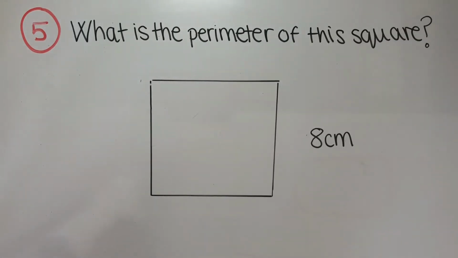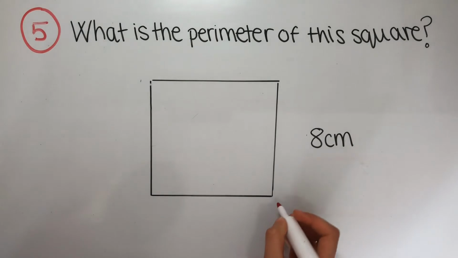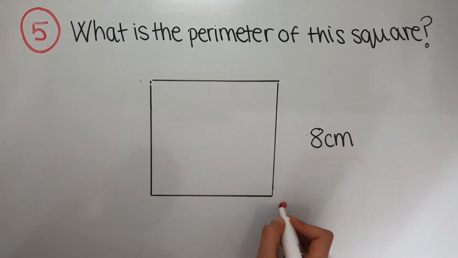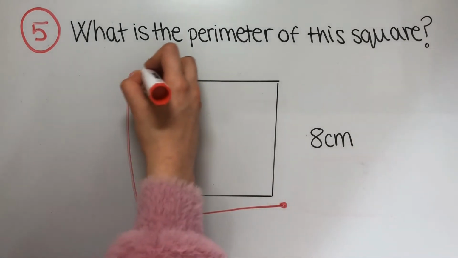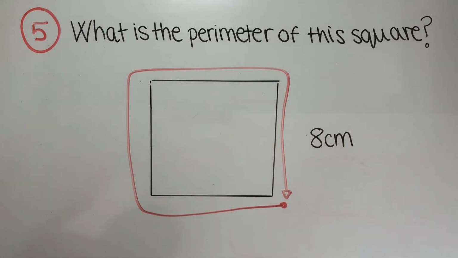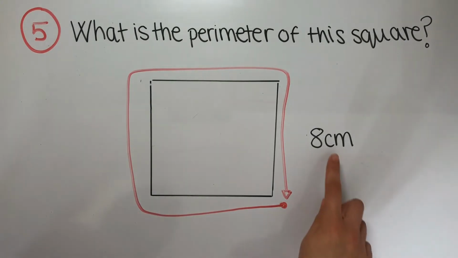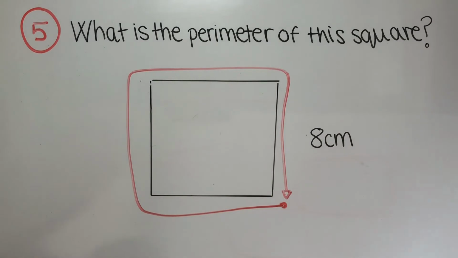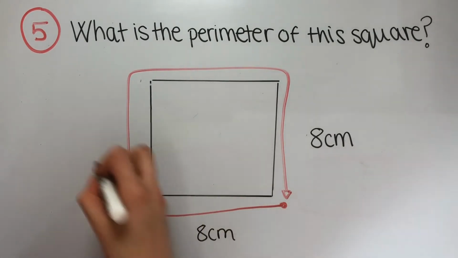Question 5. What is the perimeter of this square? We know when we are working out perimeter, we start at one corner of our shape and we add up all of the sides and finish at the point which we started at. We are told that one side of our square is 8 centimetres. We know that a square has 4 equal sides, which means that all of the sides are 8 centimetres.